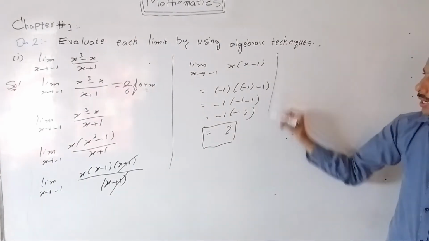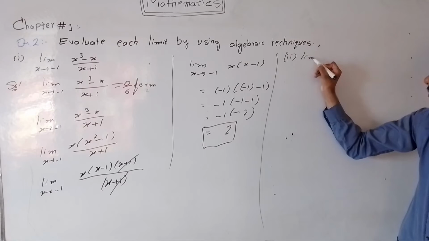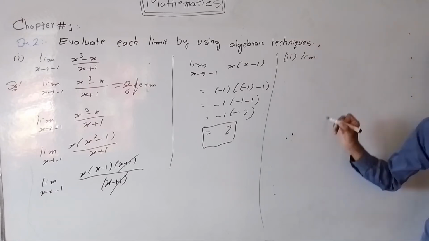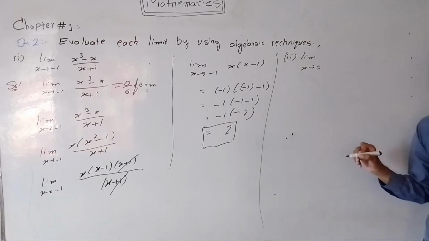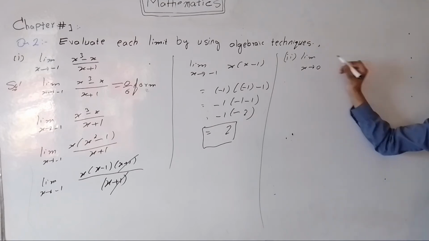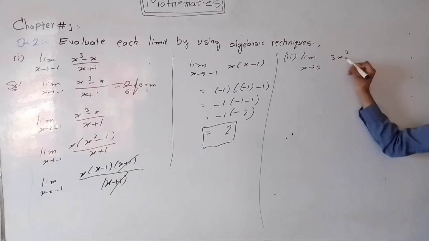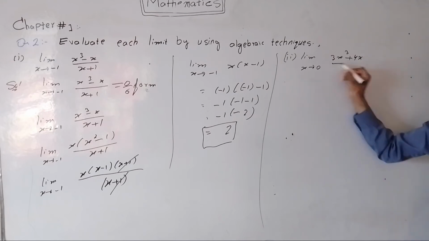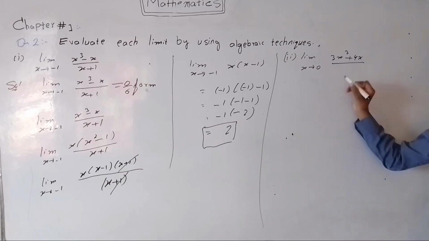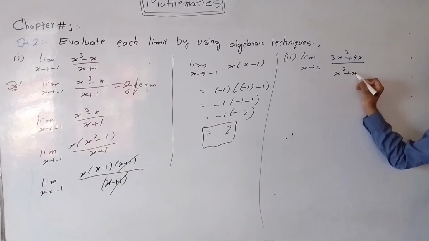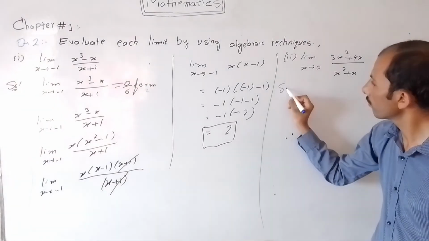Next, part number 2. Limit x approaches to 0, 3x cube plus 4x divided by x square plus x. Solution.